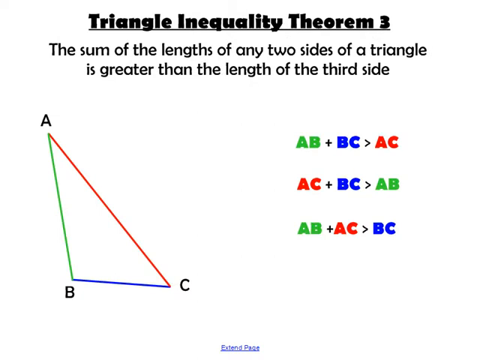Triangle inequality theorem 3. This one states that the sum of the lengths of any two sides of a triangle is greater than the length of the third side. So if you take any two sides of a triangle and add them together, they have to be longer than the third side. Otherwise, they will not make a triangle.